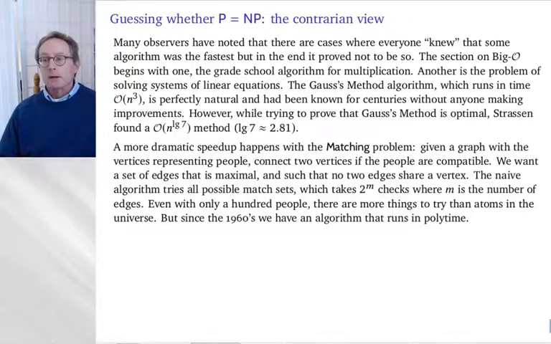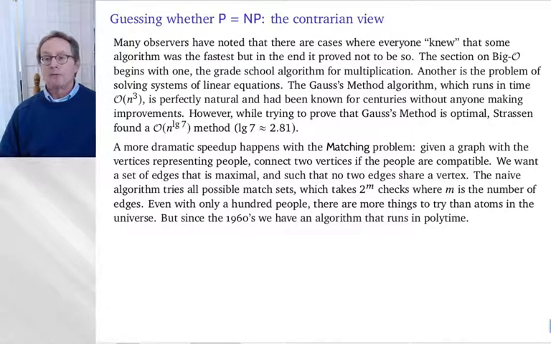Gauss's method algorithm from linear algebra, which runs in time Big O of n cubed, is perfectly natural, has been known for centuries without anybody making improvement. But while trying to prove that Gauss's method is optimal, Strassen found a method that's faster. Instead of Big O of n cubed, Big O of n to the 2.81, and in fact it has been improved a little bit since then. A more dramatic speed up happens with the matching problem.